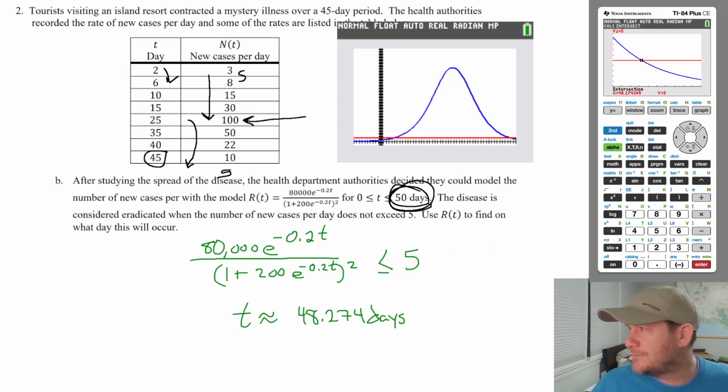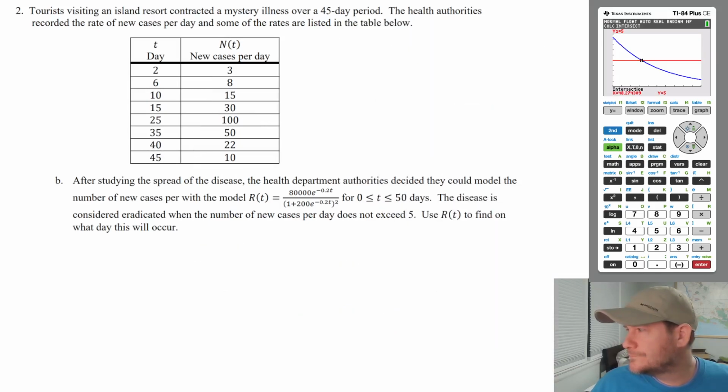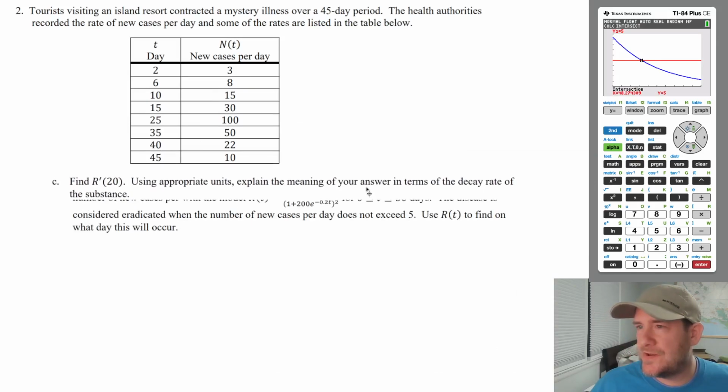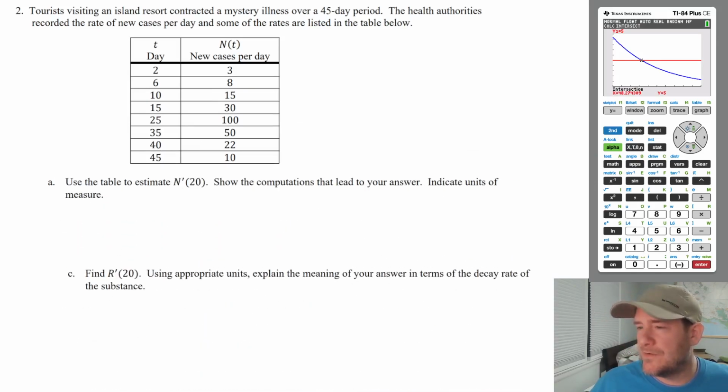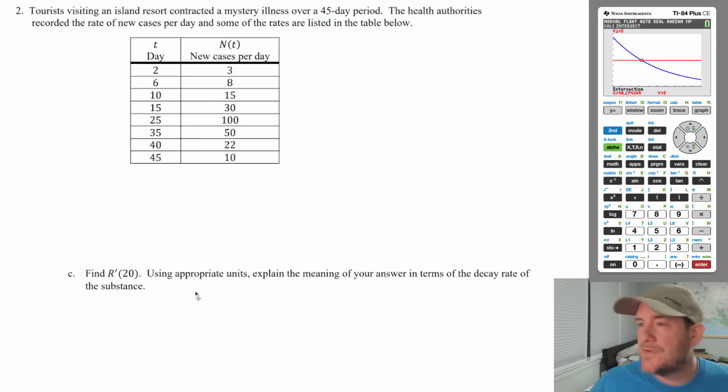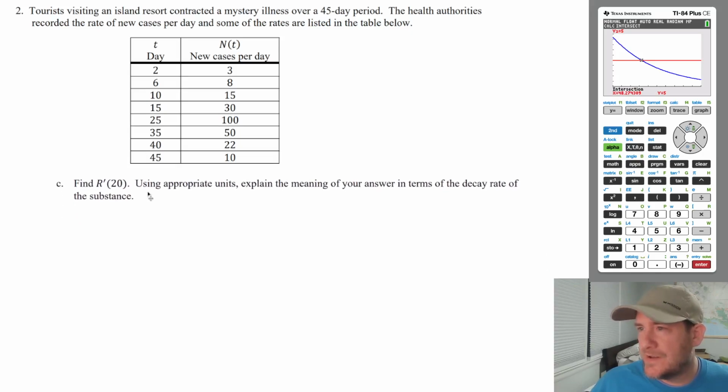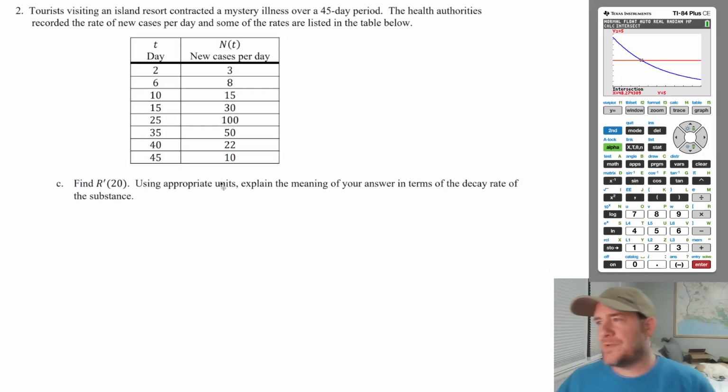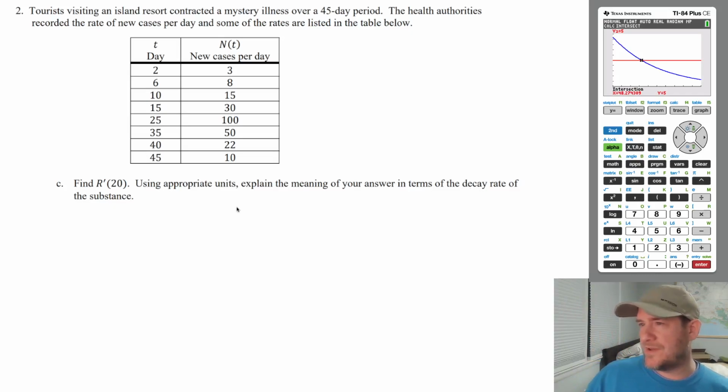There's part C. Throw that in the trash. Here's C. Let me get rid of B. Let me get rid of A. So C says find R of 20 using appropriate units. Explain the meaning of your answer in terms of the decay rate of the substance.